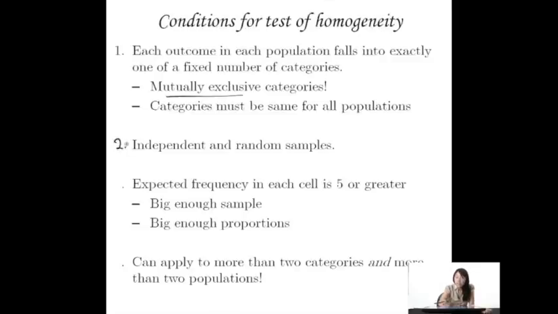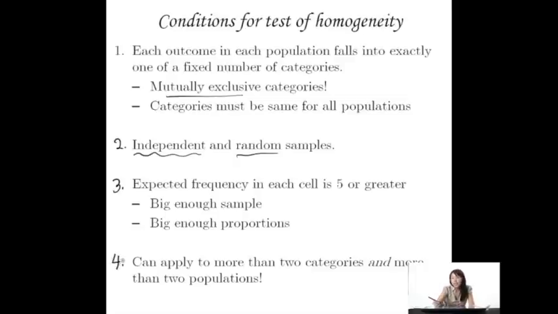The second requirement or condition is that you must have independent and random samples. Before, in tests of goodness of fit, we only had this requirement that the sample had to be random because we only had one sample. Now we have multiple samples, and they must be independent of each other. They cannot come from the same pool. All right. So third condition, the expected frequency in each cell is 5 or greater. And that is the same condition that we had for goodness of fit testing. It's because you want a big enough sample as well as a big enough proportion.